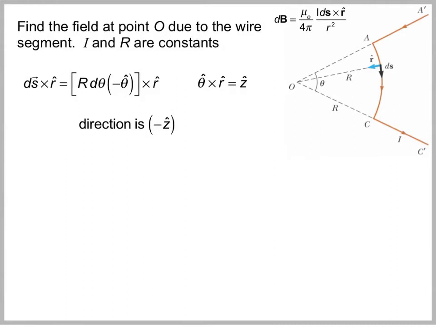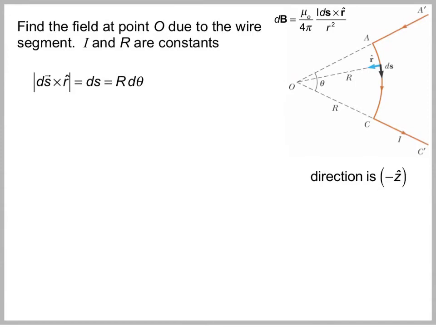And so ds along the curved line segment is already theta hat, and it's in the minus theta direction. And r hat is, of course, just r hat, and theta hat cross r hat is in the z direction if we use cylindrical coordinates. So the direction is minus z, which is into the page, everywhere along the curved wire. So now that we know the direction, we can just look at the magnitude. So ds cross r hat is just going to be ds.